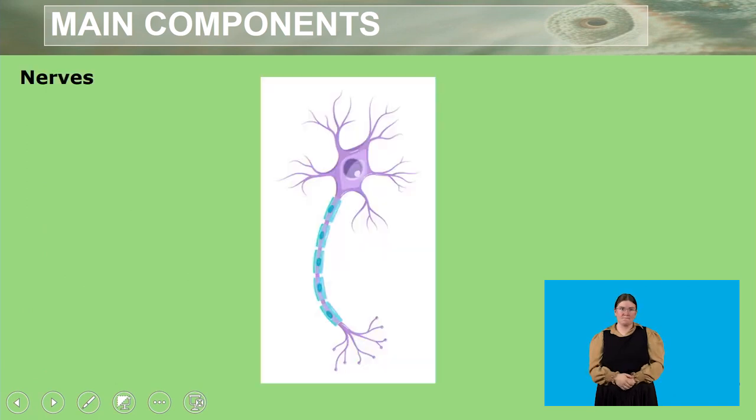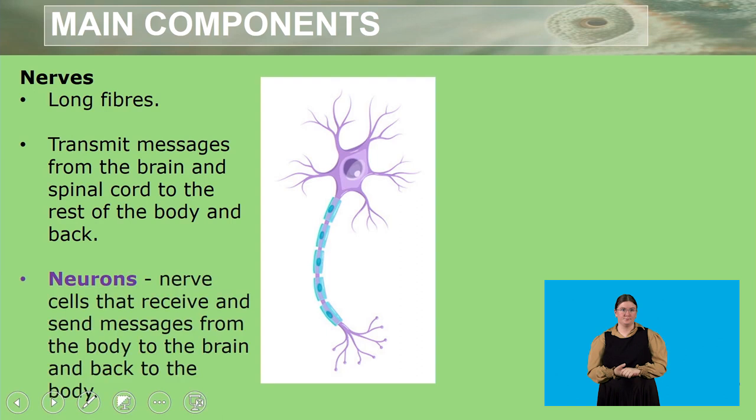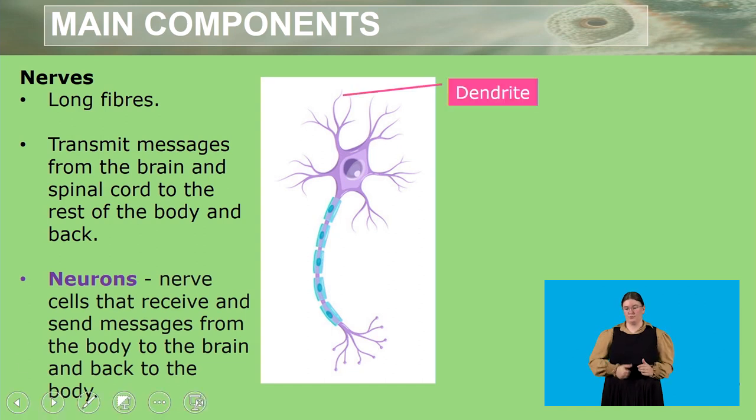Then we have our nerves. These are long fibers. They transmit messages from the brain and the spinal cord to the rest of the body and back. Neurons, we have spoken about neurons. These are nerve cells that receive and send messages from the body to the brain and back to the body.